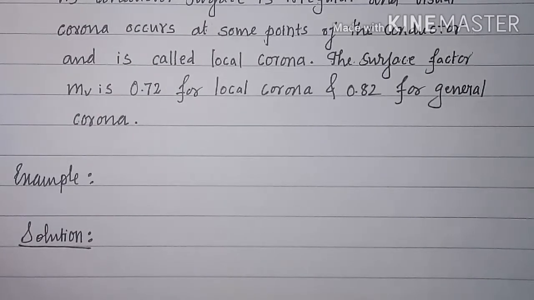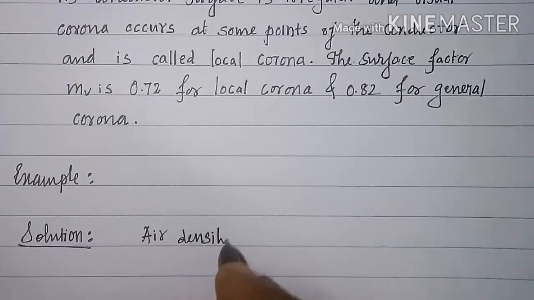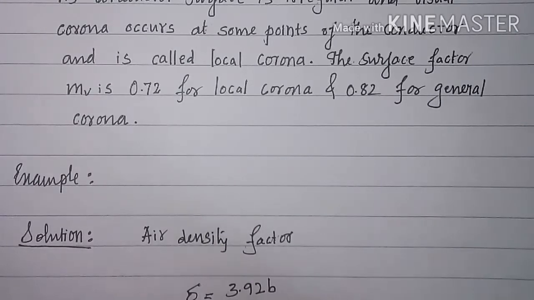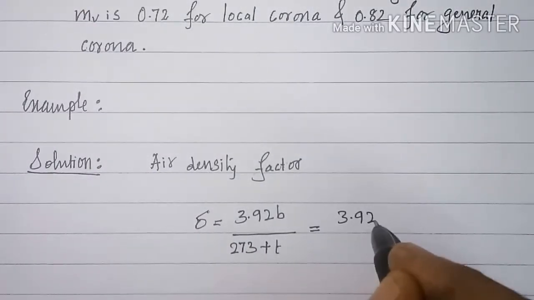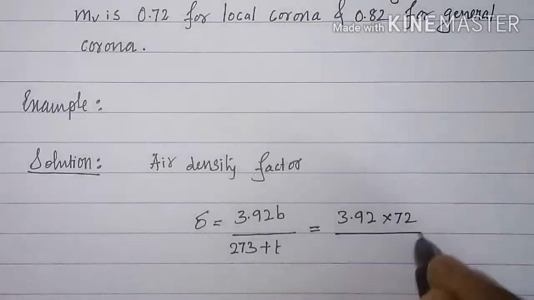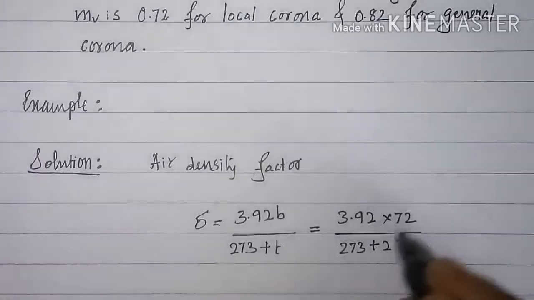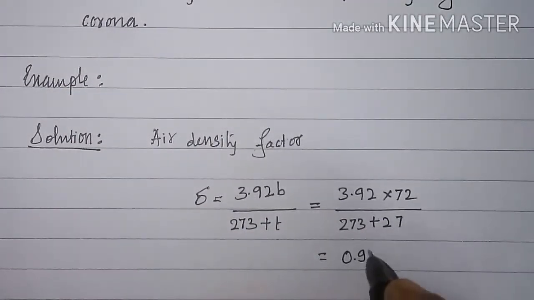First, we will calculate air density factor. That is delta, 3.92 into B divided by 273 plus T, that is equal to 3.92 into pressure is given as 72 centimeter of mercury. So we'll write here 72 divided by 273 plus 27. Temperature is 27 degrees Celsius. So this will be equal to 0.9408. It is value of air density factor.